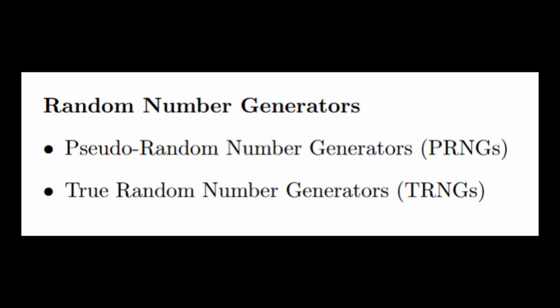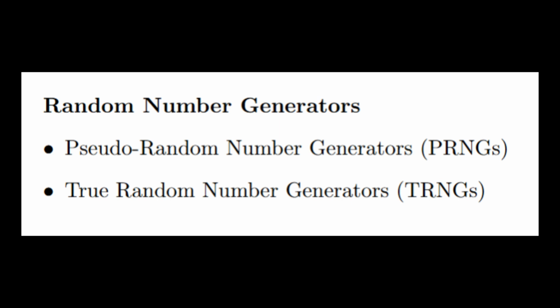Random number generators are categorized as two types. The first type is called a pseudo-random number generator. A pseudo-random number generator uses a deterministic algorithm to produce a sequence of numbers that appears random. However, if the starting value of the algorithm is ever known, the entire output becomes predictable.